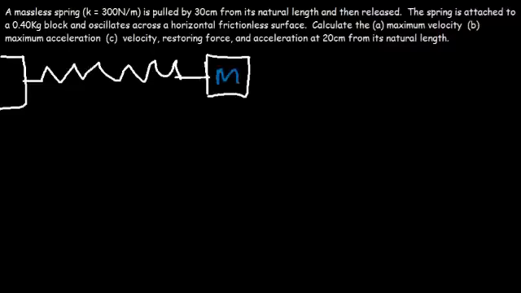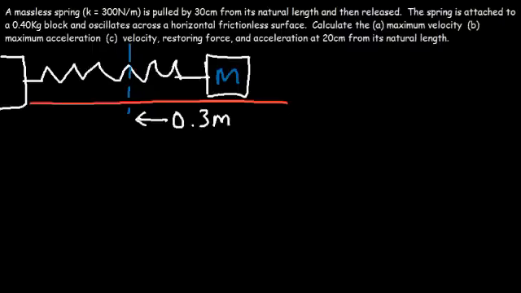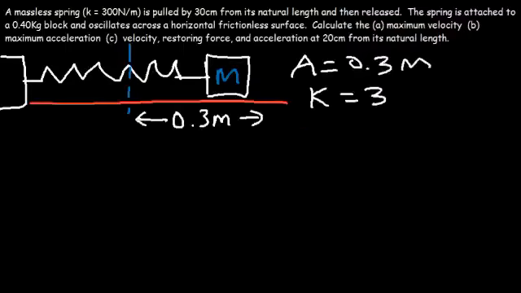So here's the block, and it rests across a horizontal surface. And let's say this is the equilibrium position. So right now, it's pulled by 30 centimeters, which is 0.3 meters. So let's make a list of what we know. A, the maximum displacement, is 0.3. And K, the spring constant, is 300 newtons per meter.